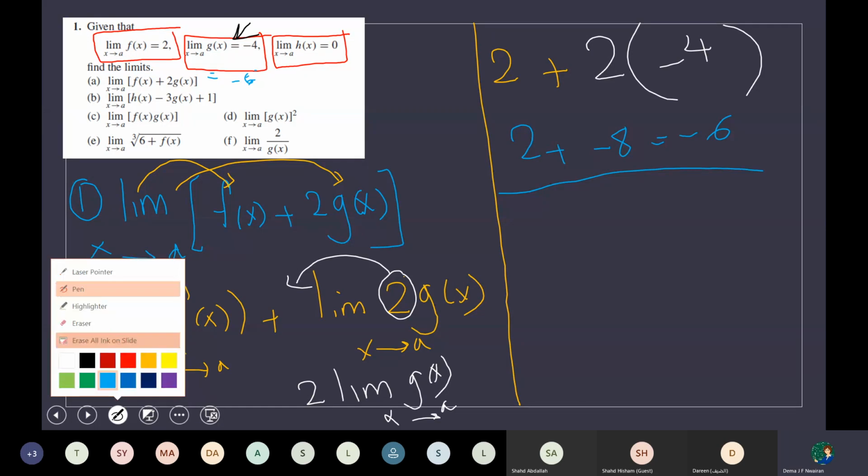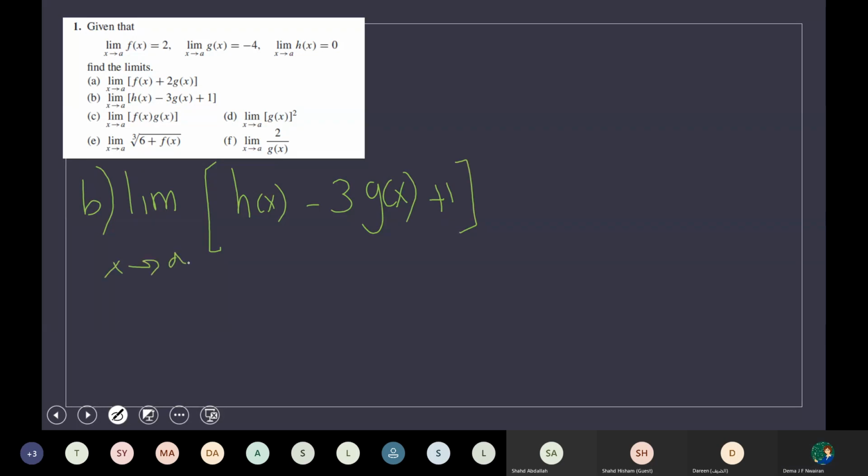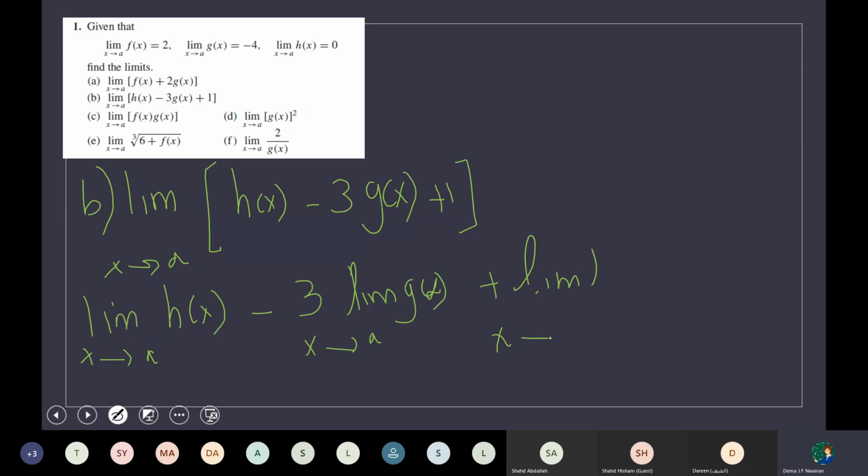Let's now do B. In B now, I want to find limit h of x minus 3 g of x plus 1 when x approaches a. I will rewrite it as limit h of x when x approaches a, minus 3. I will drop the 3 outside. Limit g of x when x approaches a, plus limit 1 when x approaches a.